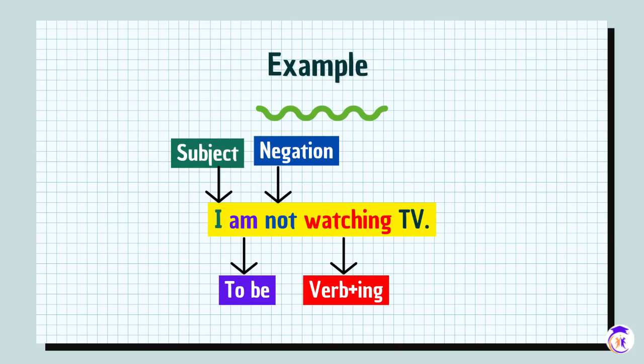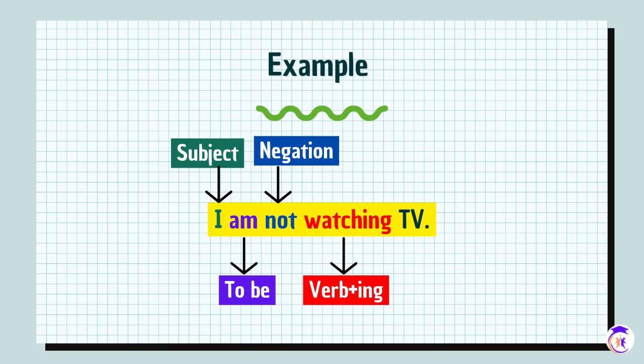Examples: I am not watching TV. In this sentence, the pronoun I serves as the subject, am is the auxiliary form of the verb to be, not introduces the negation, and watching is the main verb in its present participle form, ing. Together, they form a negative statement indicating that the speaker is not engaged in the activity of watching television at this moment.